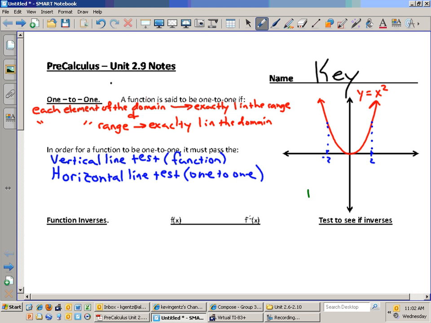However, if I draw this, even though that's curvy, it does pass the horizontal line test. That would be an example of a function that is one-to-one. So if I gave you some graphs, could you determine if they are one-to-one by doing the horizontal line test? The horizontal line test means that it can't cross more than once. Okay? Questions?